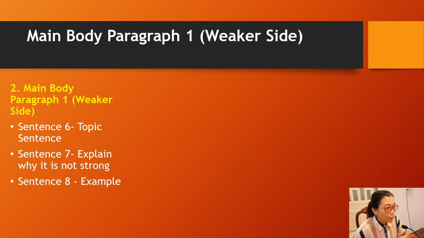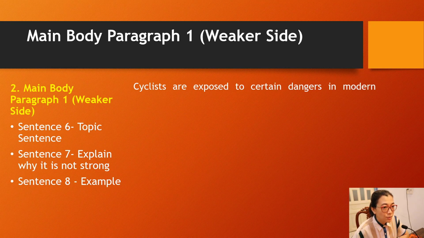Now let's continue with main body paragraph 1. That is the weaker side. And I'm going to show you how I use this structure for the paragraph that I have written. Cyclists are exposed to certain dangers in modern cities.